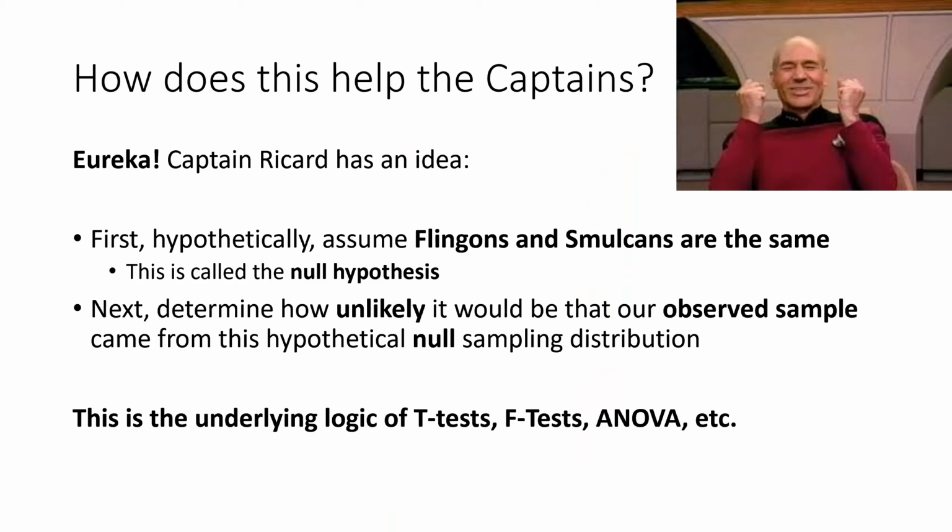So how does this help the captains? Captain Rickard has an idea. First, hypothetically, assume that Klingons and Smolkans are the same. This is called the null hypothesis. Next, determine how unlikely it would be that our observed sample came from this null distribution. This is the underlying logic of t-tests, F-tests, ANOVA, and most of the statistical tests that we do.